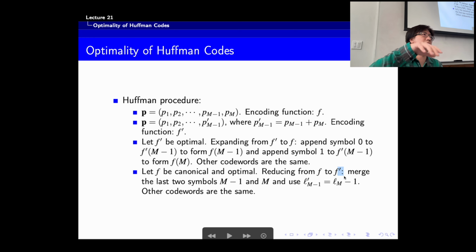So there are two procedures. If f prime is optimal, we expand it, then f is optimal. And if f is optimal, and we reduce it to f prime, then f prime is optimal. We need both of those to show both of them are optimal. The proof, again, is very tricky. This is where we stopped in our last lecture. Any questions?